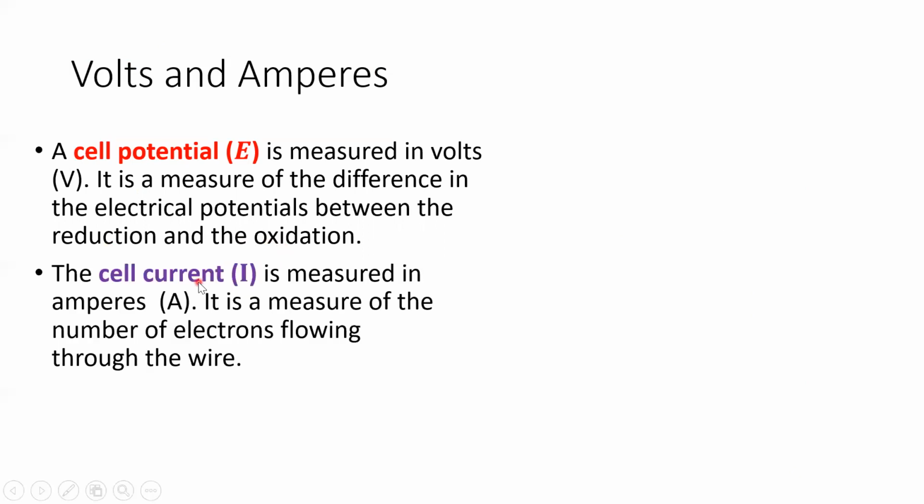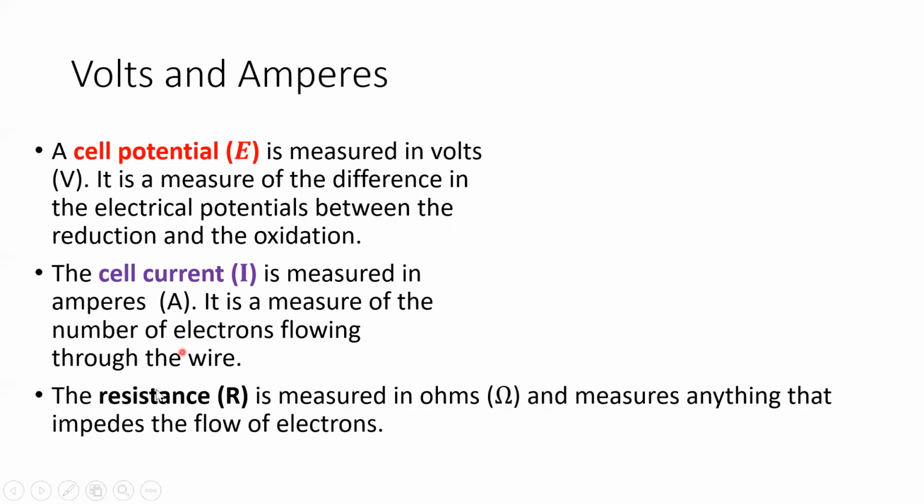When we use the term current, the symbol that we have for current is a capital I. The units are amps, which is a capital A. And it's a measure of the flow of electrons through a wire. And when we talk about resistance, the symbol for resistance is a capital R.